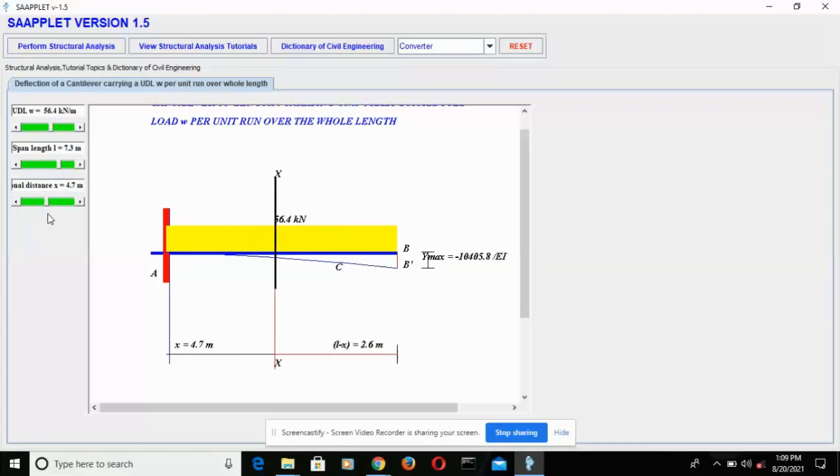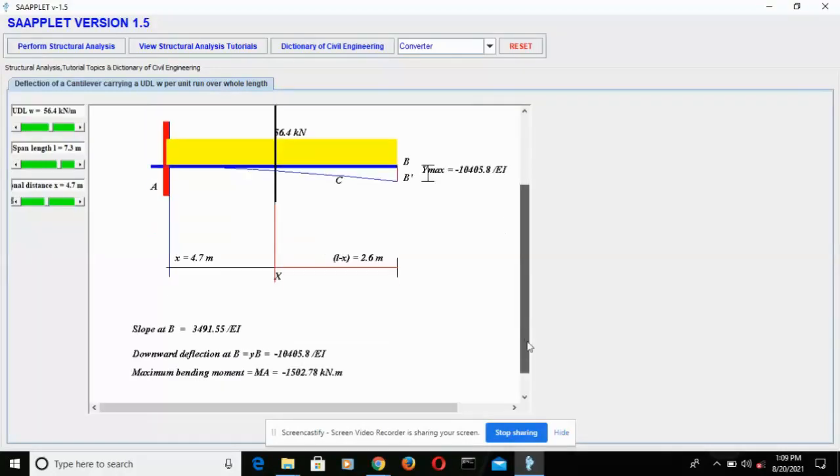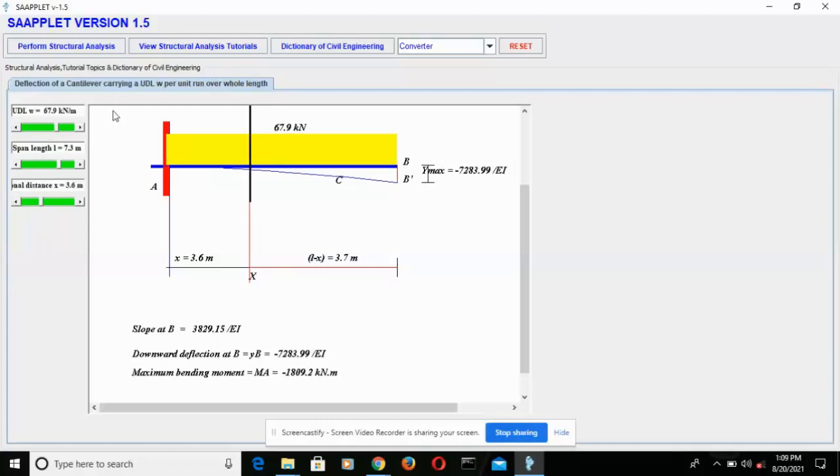You see it produces the downward deflection, and you can see the values are here. Slope at B is given here. Downward deflection at B is given here. Maximum bending moment is also given. So once we alter the load, see that these values keep on changing. So this is how to simulate the deflection of a cantilever carrying the UDL W per unit run over the whole length using Saapplet version 1.5.